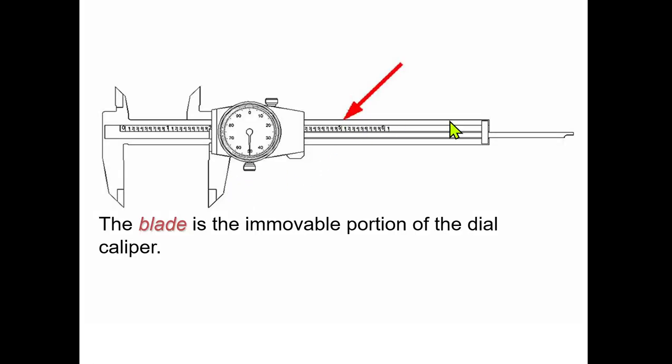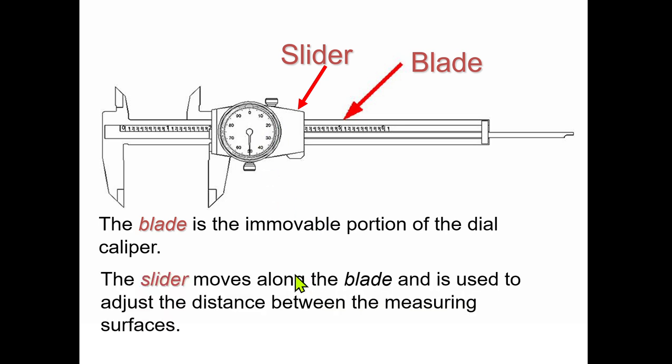The blade is the immovable portion of the dial caliper. This is what reads from 0 all the way up just past 6 inches. The slider is what actually moves back and forth and changes the position of our measuring faces. Okay, this is called the slider. The slider moves along the blade and is used to adjust the distance between the measuring surfaces.